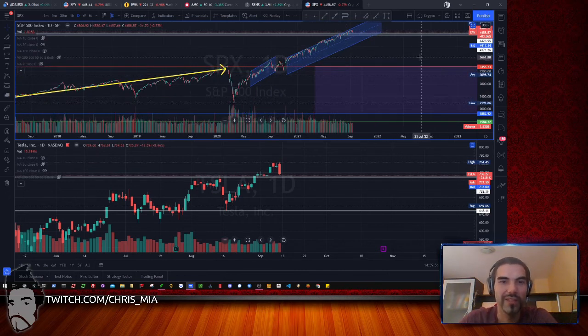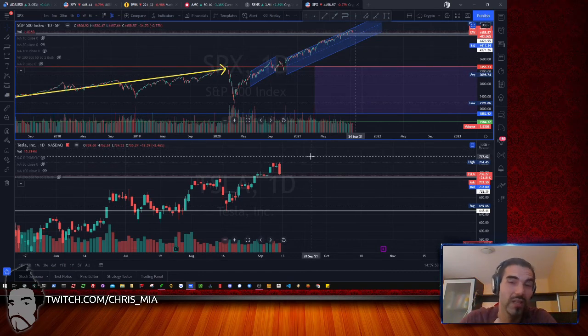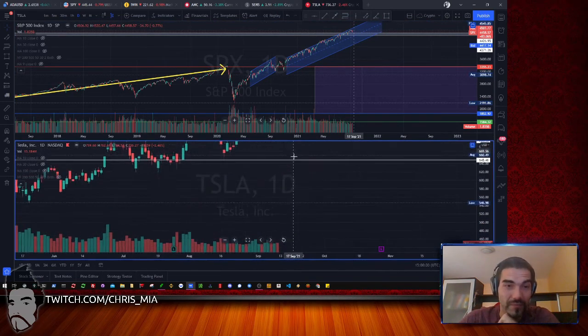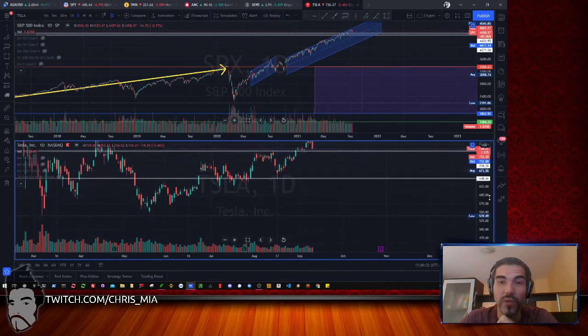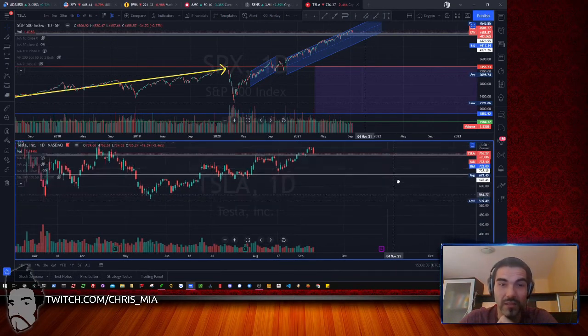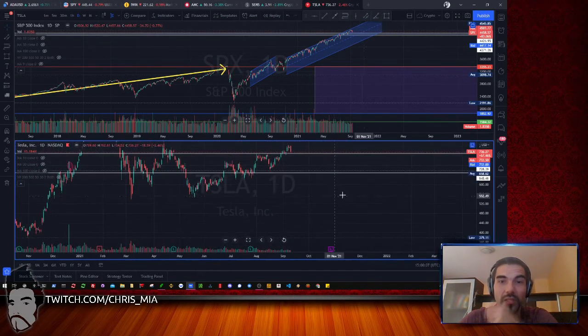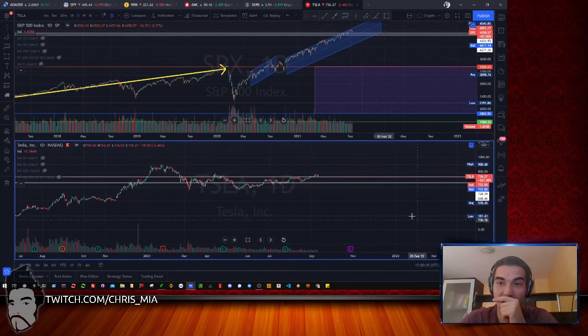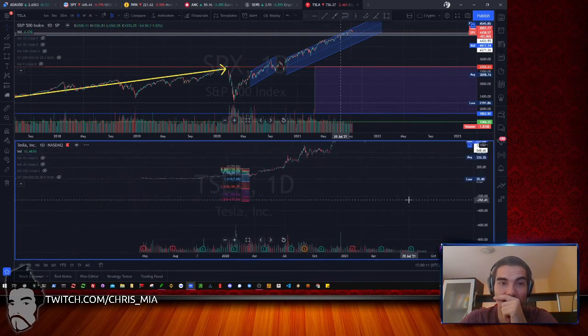So that's a little bit on how I use the S&P with correlation to other stocks to get an idea. If we have that huge correction, I don't even want to talk about what's going to happen to Tesla. We do have some strong support below, but it is a long way down. Very long way down.